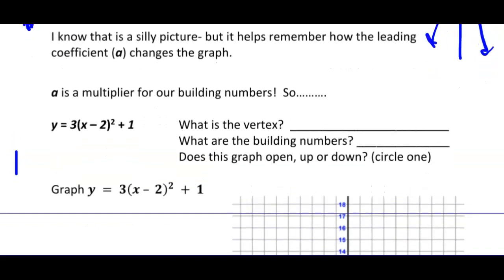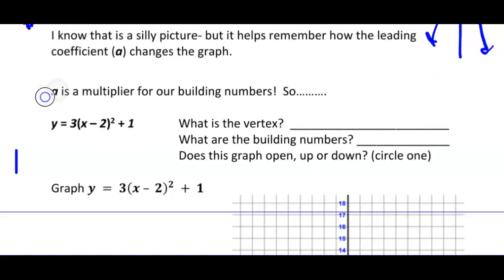So, the letter A in front of my graph is a multiplier. Okay? So it makes things change. My vertex doesn't change, but my building numbers do. So, if I was finding my vertex, what would it be? What's the opposite of -2? +2. What is the same thing as 1? 1. So that's my vertex.